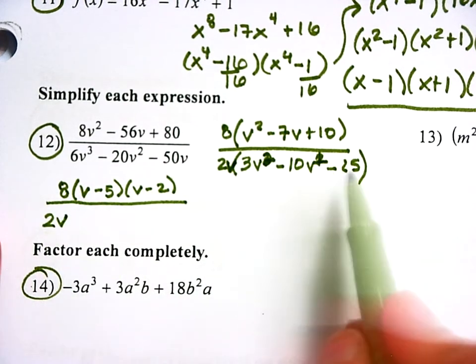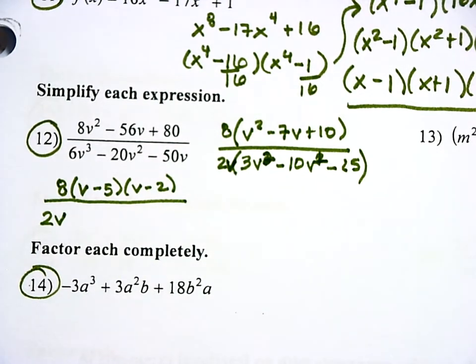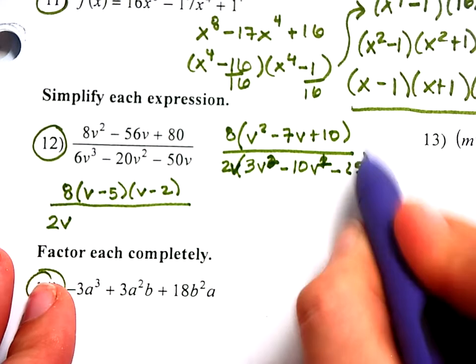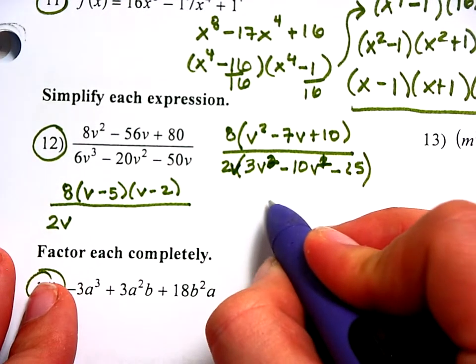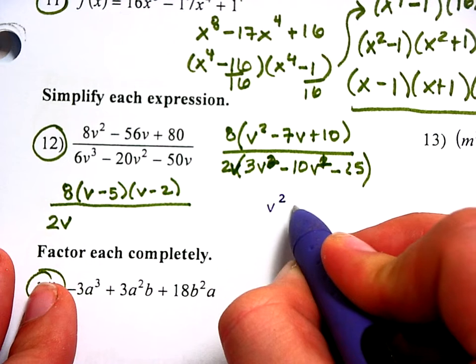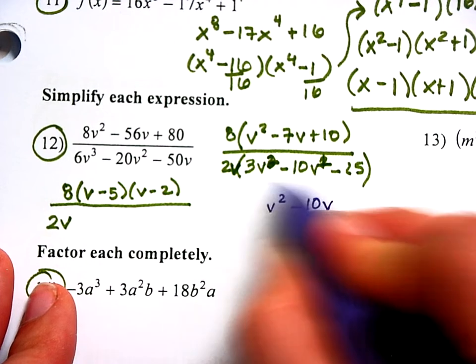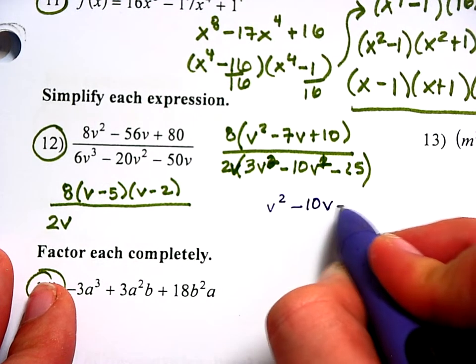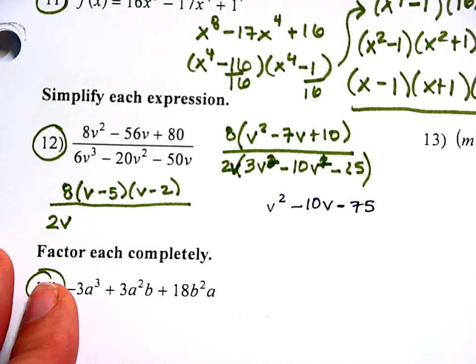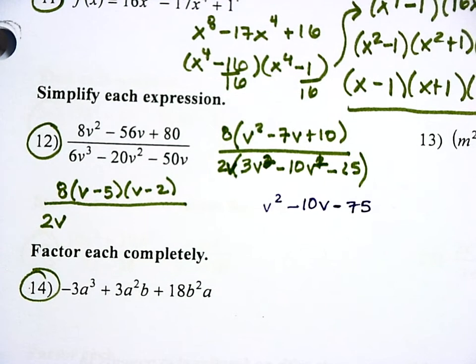And then right here, off to the side, I'm going to do a quick slip and slide to see how we factor this guy. So we're going to multiply by 3. That's going to be v squared minus 10v, and then 3 times negative 25 is going to be negative 75. Okay, so I've got to think of numbers that multiply to 75, but they're going to add up to 10. So let's see, 75. Oh, you know what? We can do a 15 and a 5.